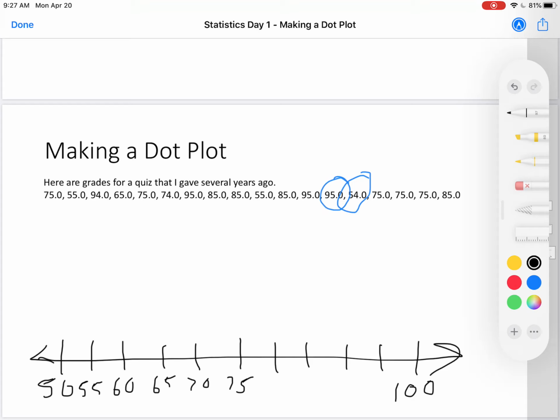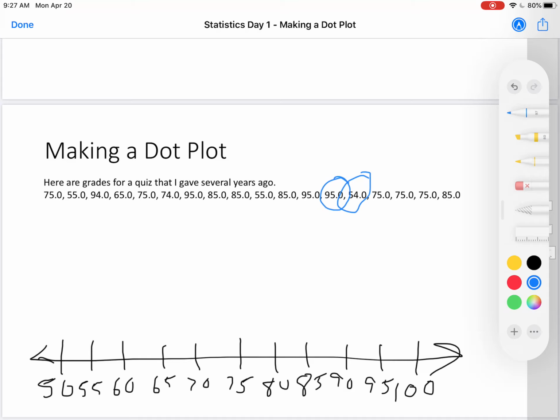If you make a mistake, just erase and go back and fix it. 80, 85, 90, 95. That looks good. I have tick marks all the way along. They're numbered quite nicely. Looks good to me. Now, finally, we're going to get to actually making dots. All right, let me change colors.